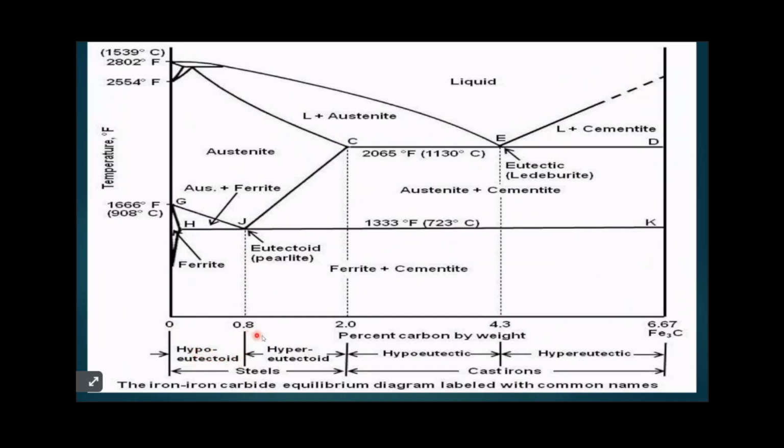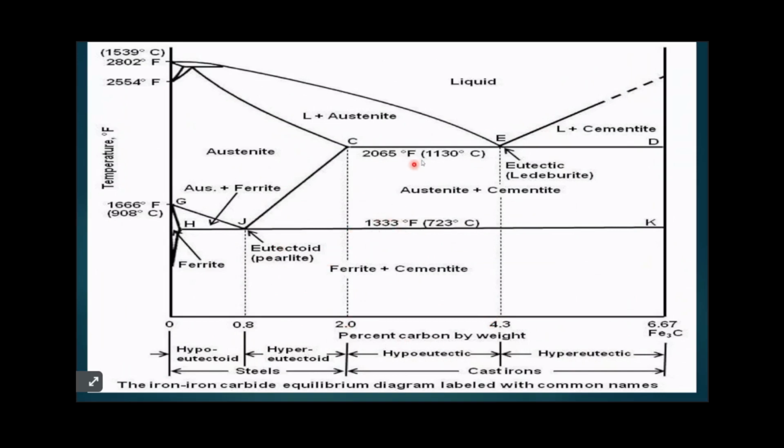From 0.8% to 2% of carbon in the iron, that is hypereutectoid steel. From 2% to 4.3% of carbon in cast iron, that is hypoeutectic cast iron. From 4.3% to 6.67% of carbon, it is known as hypereutectic cast iron. So these are the basic concepts of the iron carbon equilibrium diagram.